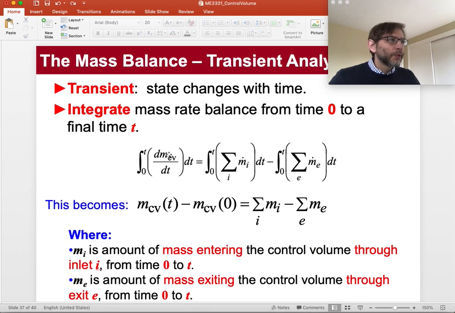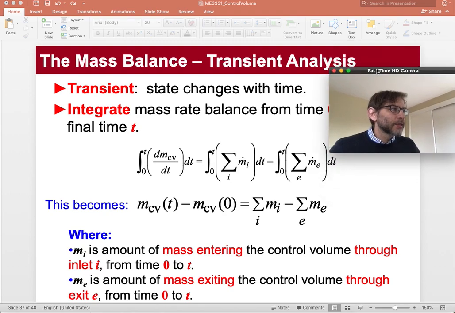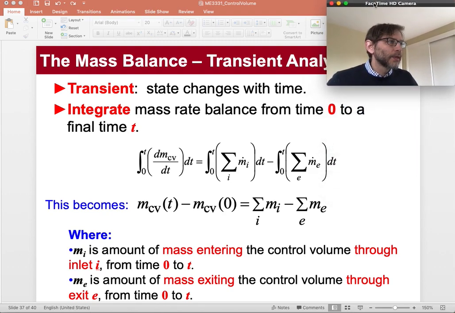Today, I'm going to be talking about transient analysis. Transient analysis means essentially that the state changes with time. So not only do we have things coming in and out of the control volume, but we have the control volume itself changing. That's what we call transient, okay? Let me do a little thing with the slides here.